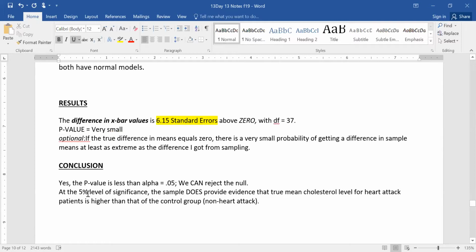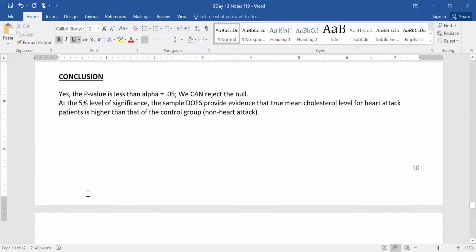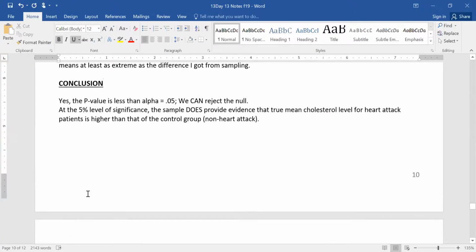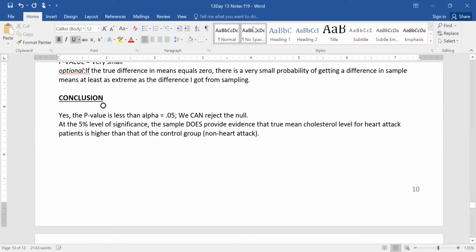Then my conclusion: is my p-value less than alpha? Yes, it is, right? Because it's very small. So we can reject the null. At the 5% level of significance, the sample does provide evidence to say that the population mean cholesterol levels for heart attack patients is greater than that of the control group. Okay. Any questions on the hypothesis test?